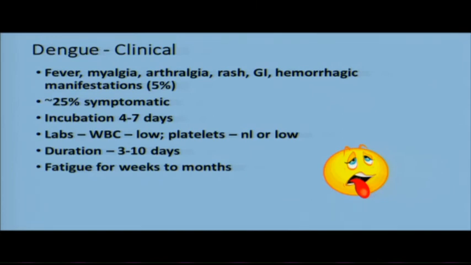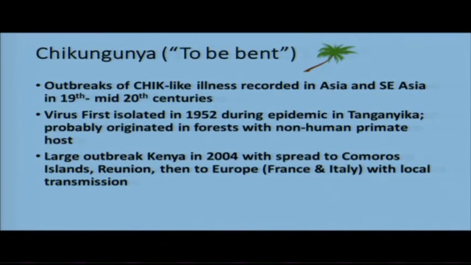Incubation period is fairly short. Sometimes the white count is low. Sometimes the platelets are low. About 5% of people will develop hemorrhagic disease, which is quite severe and causes a significant number of deaths per year: dengue hemorrhagic fever and dengue shock syndrome. The duration of the disease may not be too long, but there is a post-viral asthenia that can go on for quite a while, weeks to months.